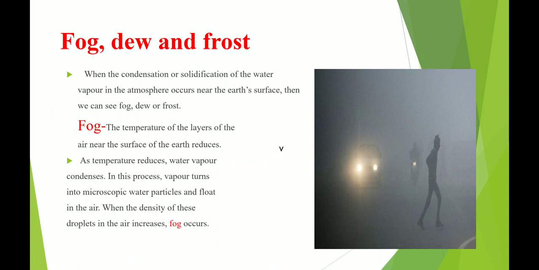See first, what is fog. The temperature of the layers of the air near the surface of the earth reduces. As the temperature reduces, water vapor condenses. In this process, vapors turn into microscopic water particles and float in the air, and such microscopic water particles near the surface with a very high density is called fog. In the picture, you can see how the visibility is reduced due to the fog.